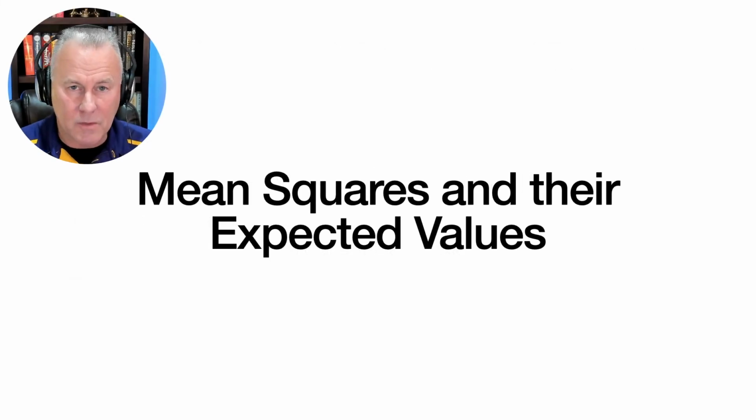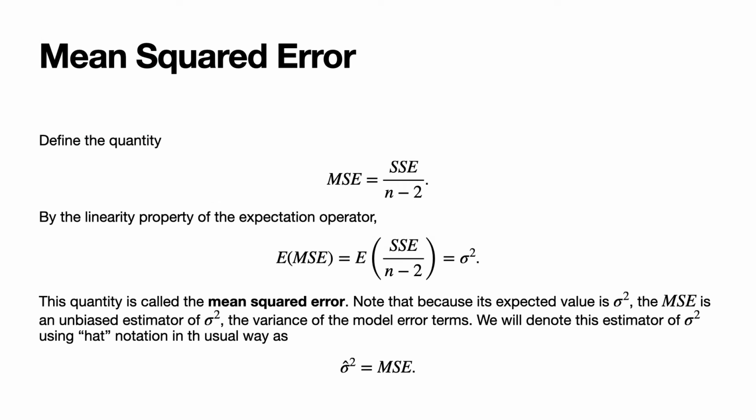Okay, now that we have the sums of squares, we're going to define mean squares in terms of those sums of squares, and we're going to find their expected values. So first, let's define the quantity MSE, which is equal to SSE divided by n minus 2. Note that I'm dividing SSE by its degrees of freedom. By the linearity property of the expectation operator, then, the expected value of MSE is equal to sigma squared. This quantity is called the mean squared error.